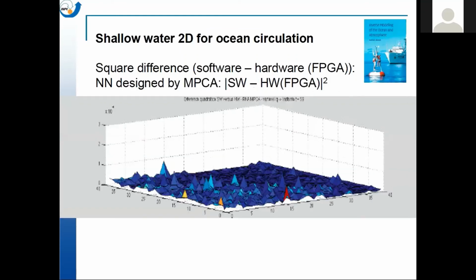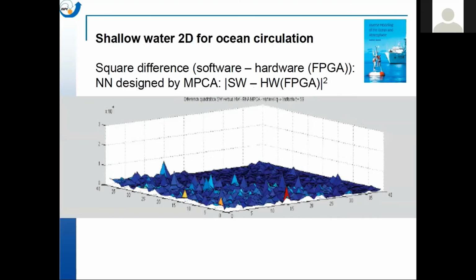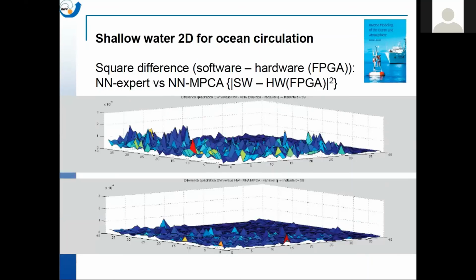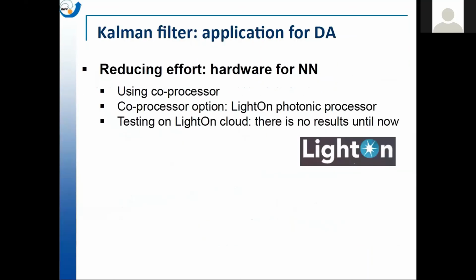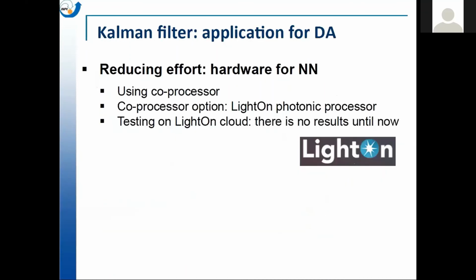And the difference is in terms of the error when you're using a neural network derived or designed by an expert. But the error is much smaller when you are using some methods for automatic configuration, okay? Or I try using other hardware, a photonic processor. This photonic processor is already in a computer, a Jean Zay supercomputer in France. We are not using this. Just to mention, we are using the Cloud Light one. This is one account available to us.